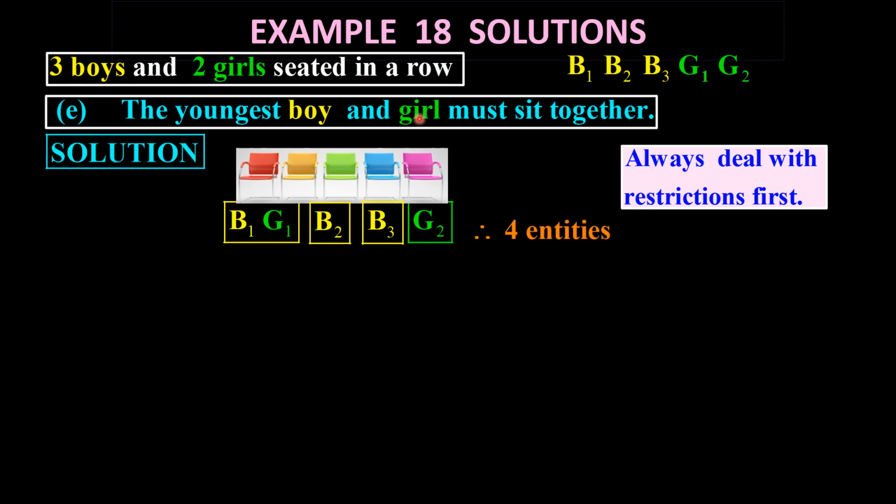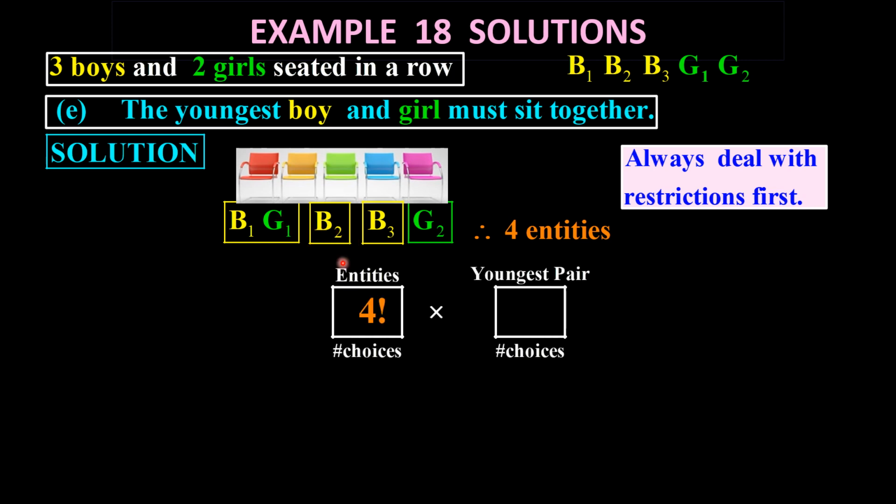So if we now look at how many objects need to be arranged, it's the youngest pair and then those 3 other individuals there. So it's 1, 2, 3, 4. So we actually have 4 objects that need to be arranged. How many ways can 4 objects be arranged? All of them must be, then it will be 4 factorial.